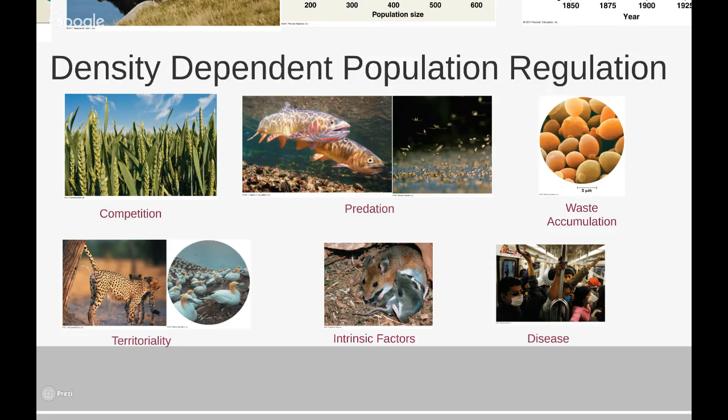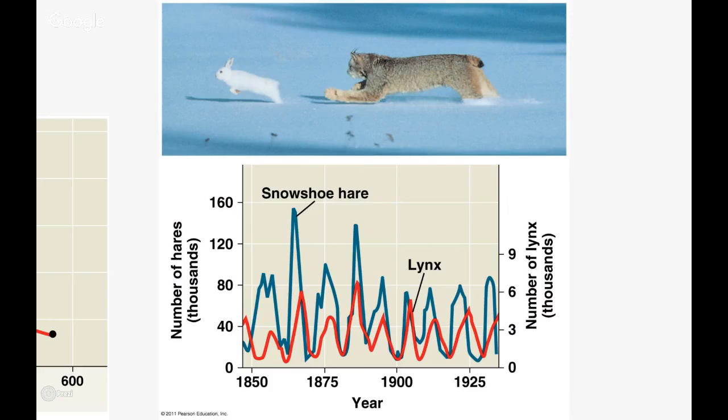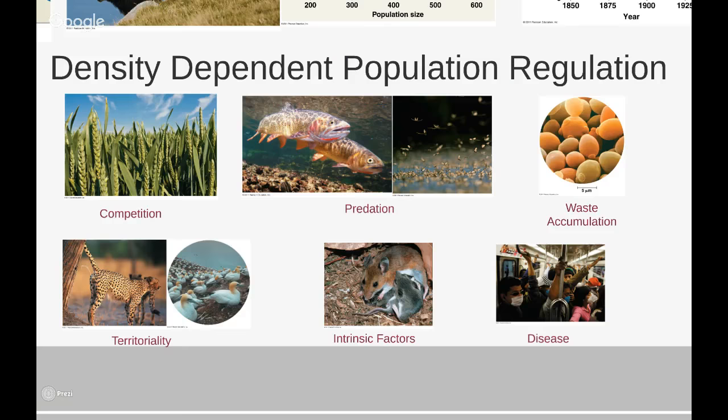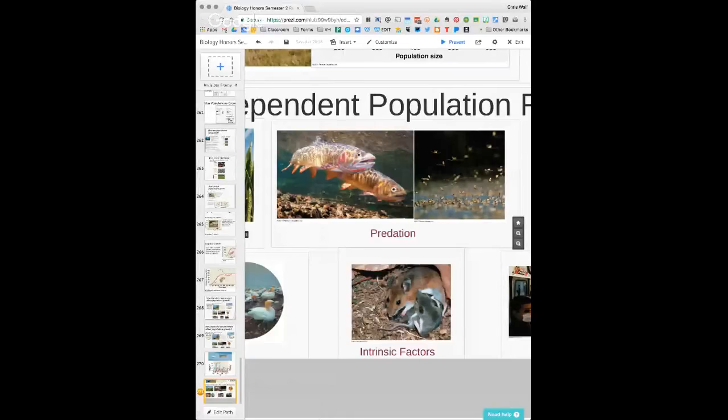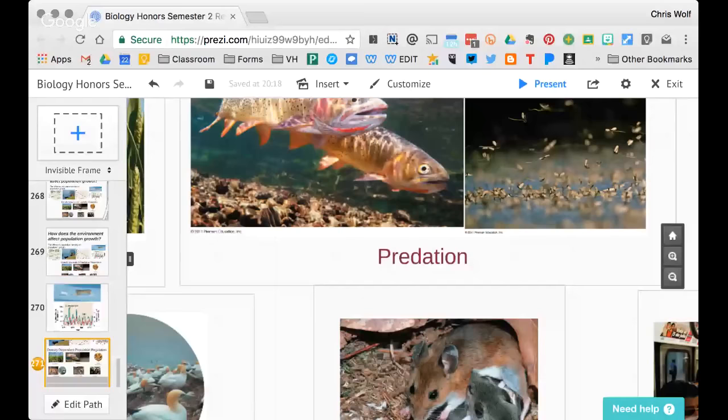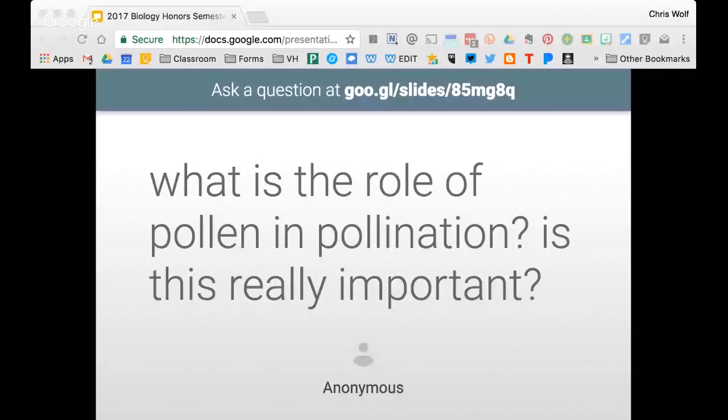And that is where we're going to end, my friends, with ecology. So let me take a look here at the questions you all have. Let me switch over. All right, let's see what ecology questions you all were asking.